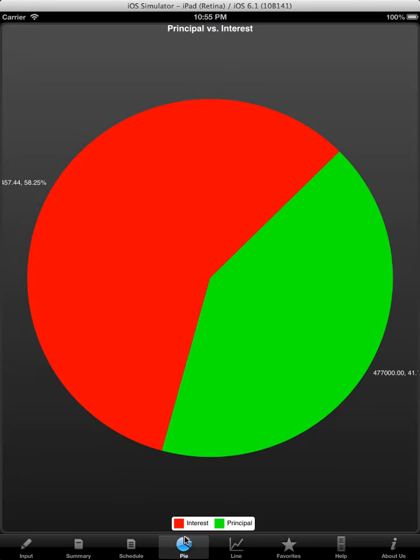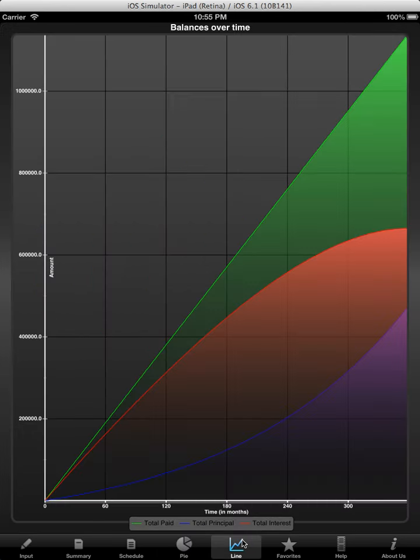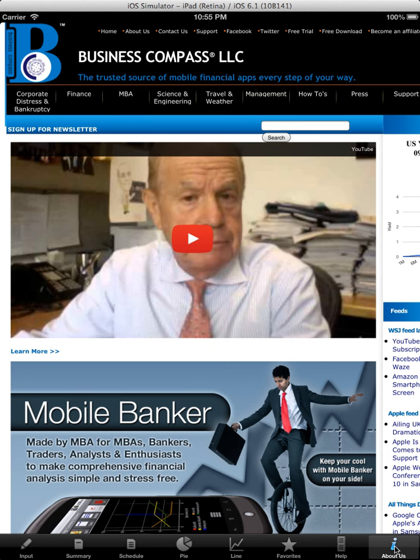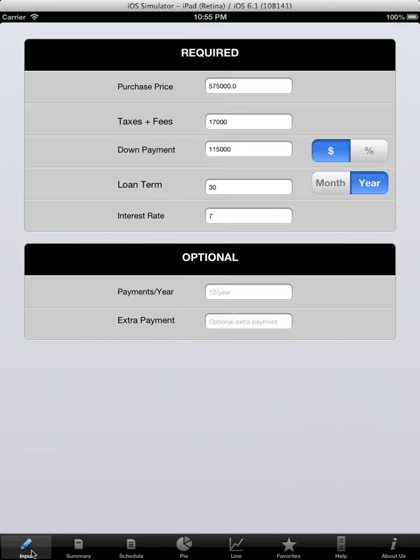and then there is a pie chart of the principal versus the interest, and here is a line graph of various balances, total paid here in green, and then there is a total principal amount and then total interest. So that's how the graph looks like, and there are some of our favorite apps. And if you want to watch the help video, here it is, and here it is about us. So with this, I conclude the amortization application.